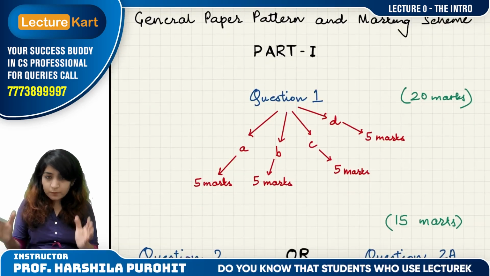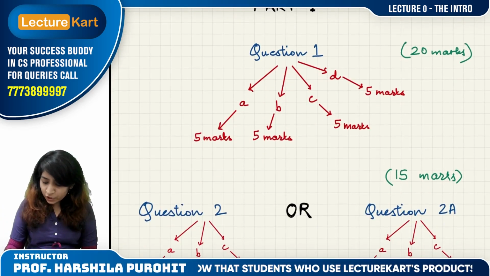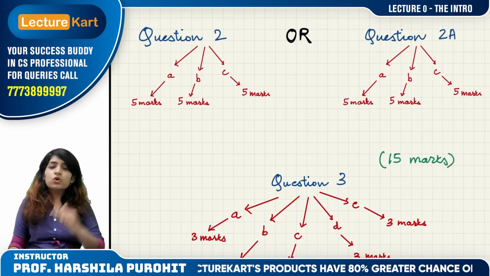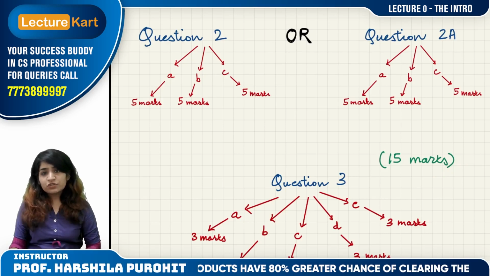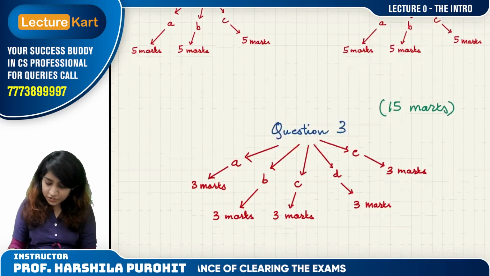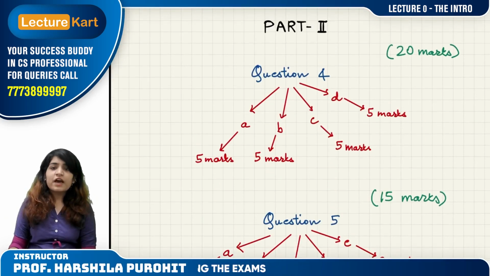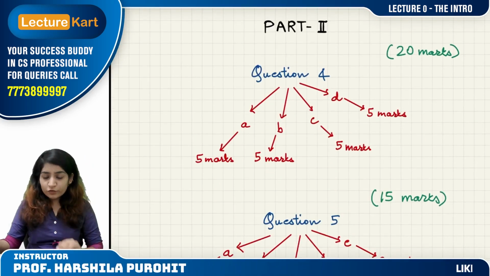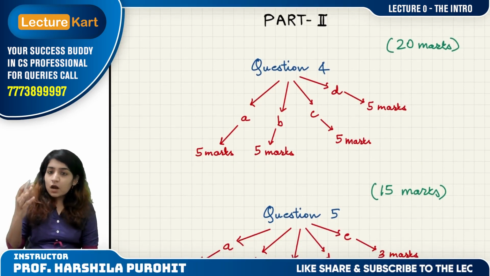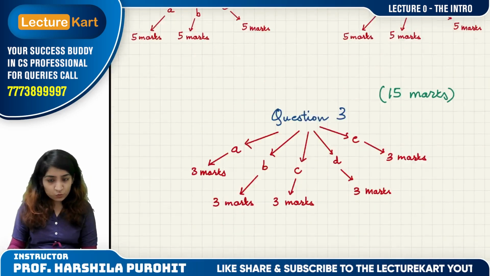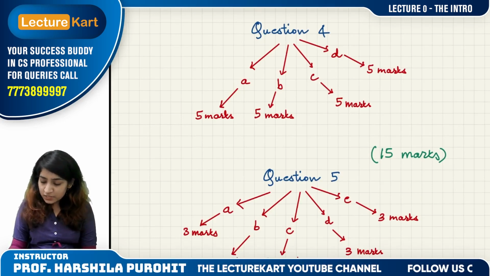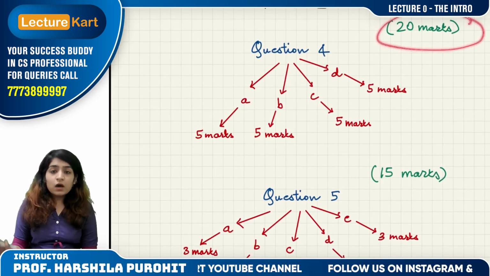Now here part 1 ends, basically 20 marks plus 15 plus 15, 50 marks. So question 1, question 2 and question 3 together are allotted to part 1 of your subject, and then 4, 5, 6 have been allotted to part 2. Question 4 is again a compulsory question, the same pattern as in question 1, one question split up into 4 parts, each being 5 marks. So in totality 20 marks.